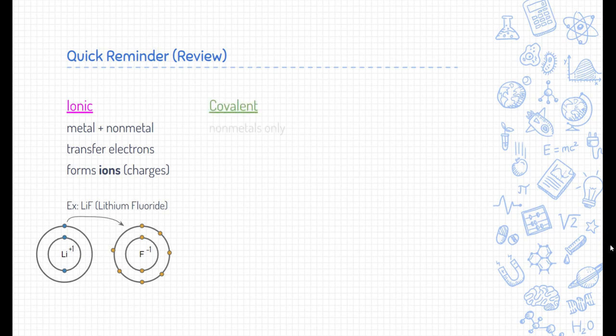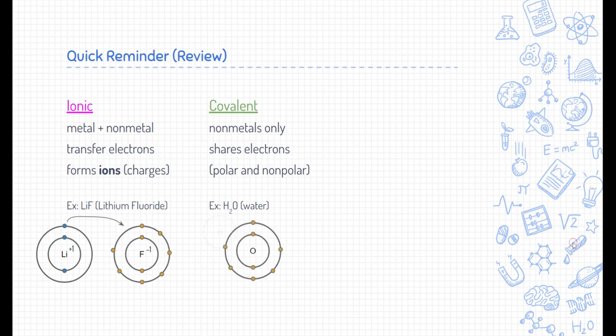stick together. Covalent compounds, on the other hand, are only made out of nonmetals. When we see those compounds, we know that they're going to share electrons. Now, they don't have to share fairly. Polar bonds are unequal sharing of electrons, and nonpolar bonds are where they share electrons evenly. Water is an example of a polar covalent molecule. We know it's going to share electrons. It's made out of two hydrogens and one oxygen, and they share their electrons.